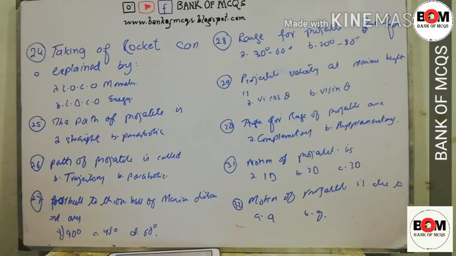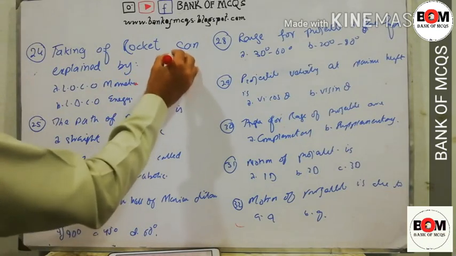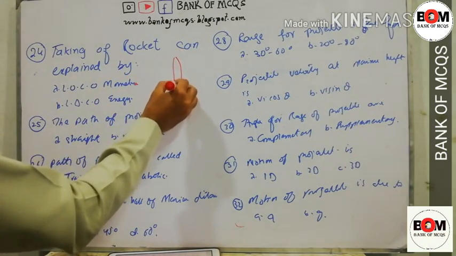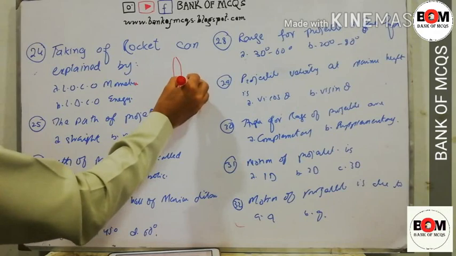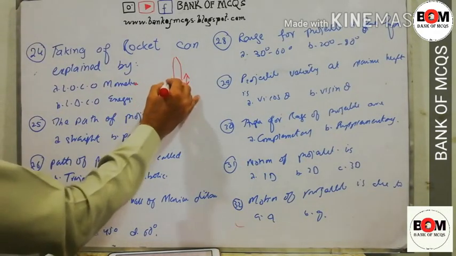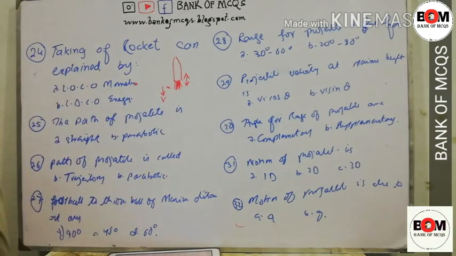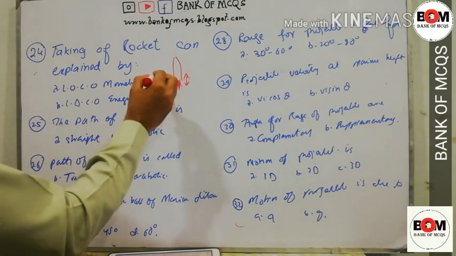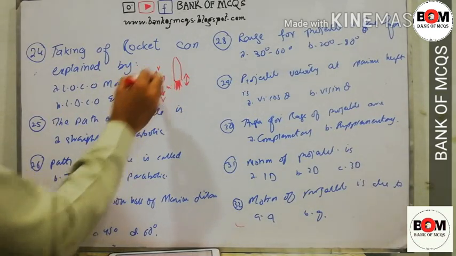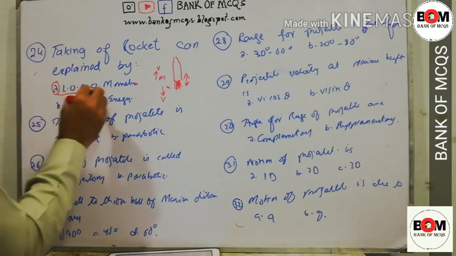MCQ number 24. Taking off of a rocket can be explained by the law of conservation of momentum or the law of conservation of mass. Whenever the rocket bursts or starts flowing, it leaves the gases at a high velocity. So to keep the momentum constant, small masses start moving with high velocities. So to keep the law of conservation of momentum the same, the huge mass of the rocket starts flowing with some velocity. So it is based on the law of conservation of momentum.